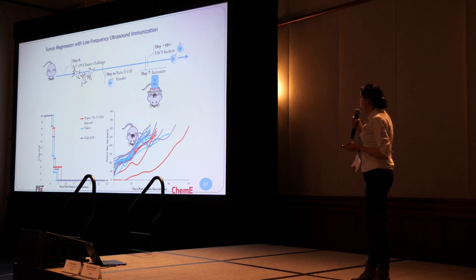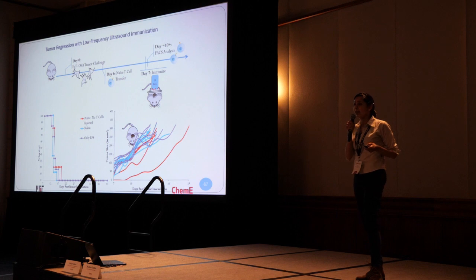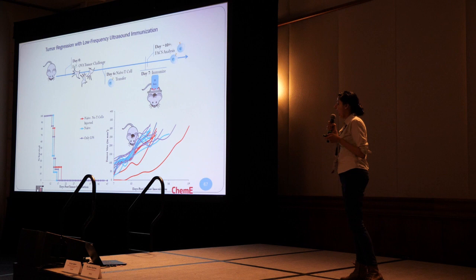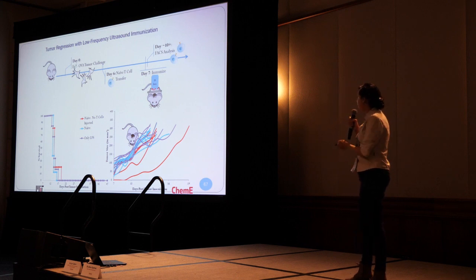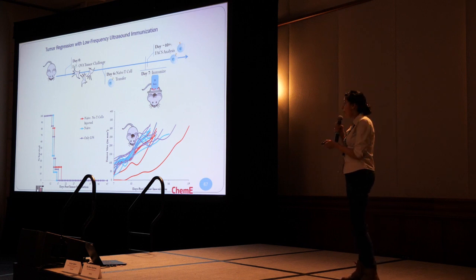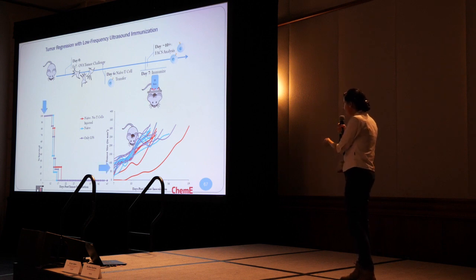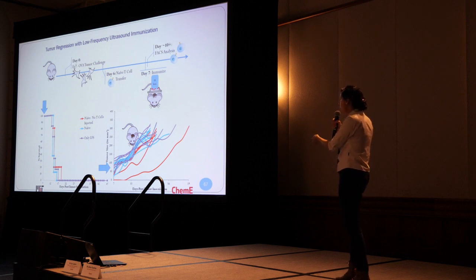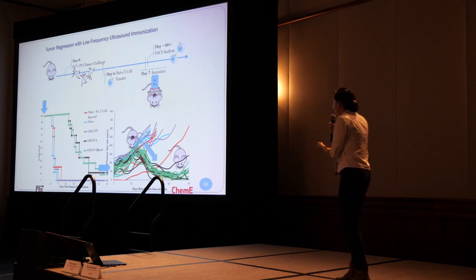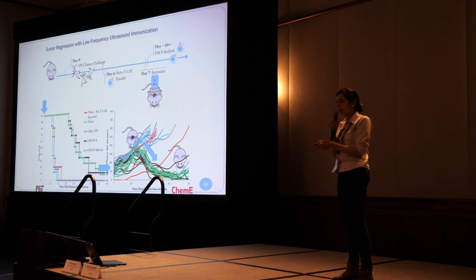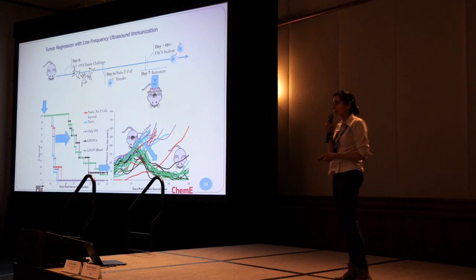Considering this in an in vivo model, what we did is we took a healthy cohort of mice and challenged them with a tumor cell line, and after developing a well-established tumor growth, we started our ultrasound immunization protocol. Compared to the controls, where most of the tumors grew uninhibited and all the mice succumbed eventually, our ultrasound treatment, on the other hand, not only significantly slowed down the tumor growth, but also enhanced survival.